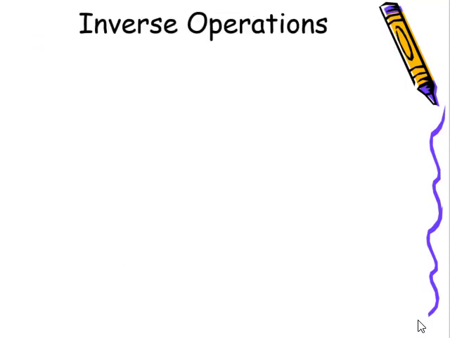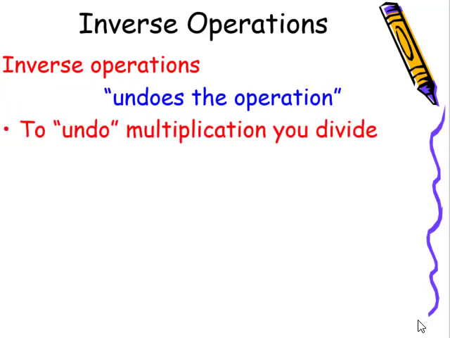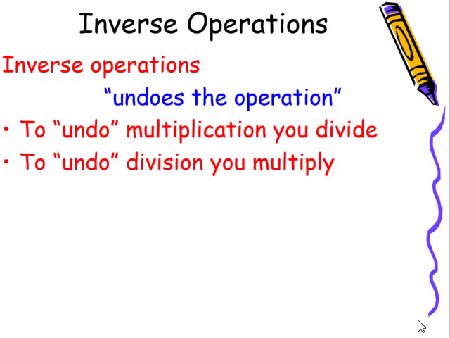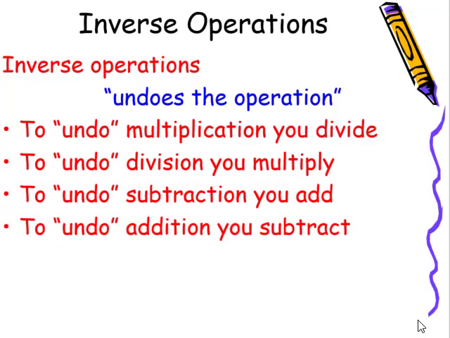Inverse operations. Inverse operations undo the operation. To undo multiplication, we'll divide. To undo division, we'll multiply. To undo subtraction, we'll add. And to undo addition, we will subtract.